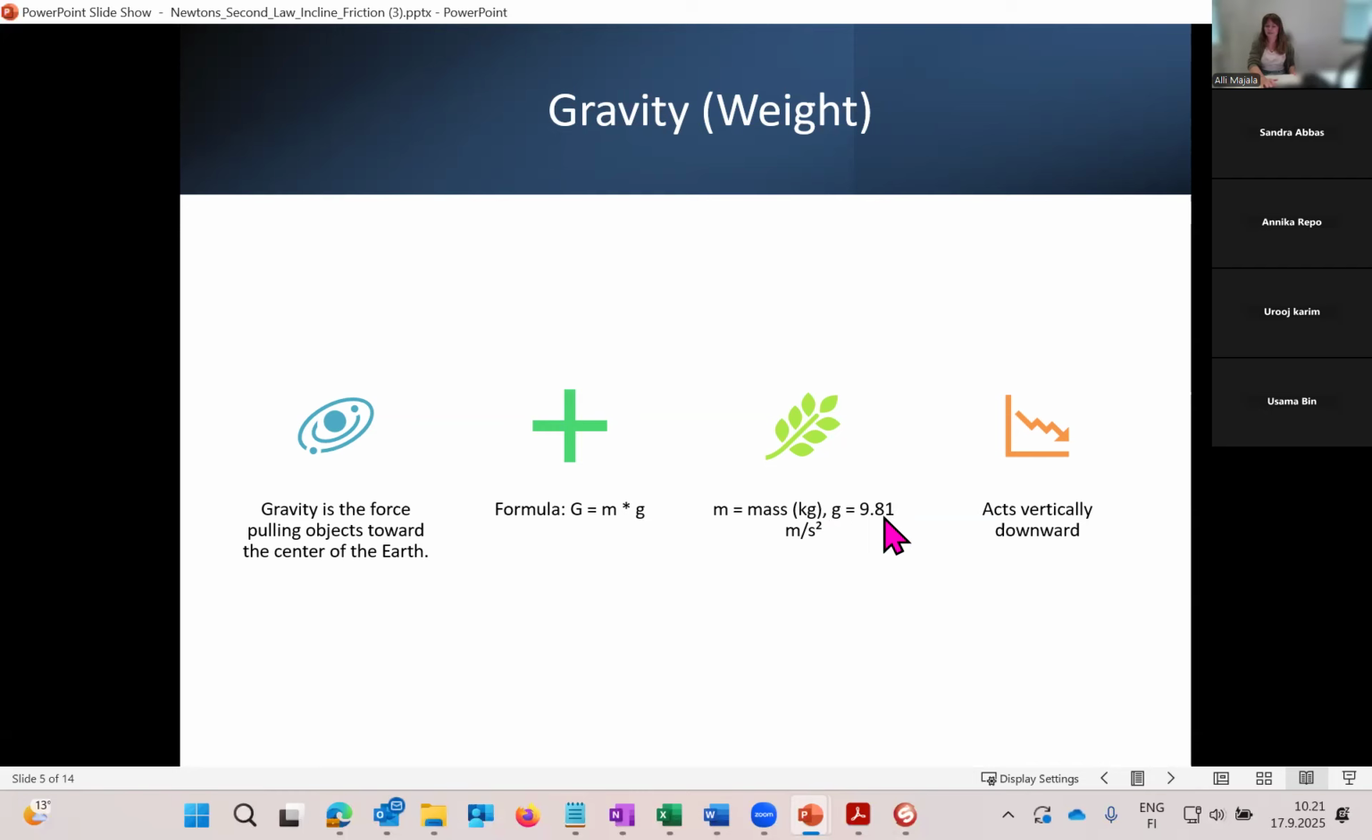Acceleration, and oops, this unit is a bit in the wrong place, but anyhow, it's 9.81 meters divided by second squared, and it acts vertically downward. This is not really vertically downward in this picture, but it acts vertically downward. Yeah? Good.